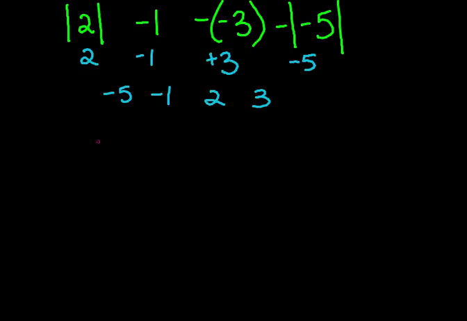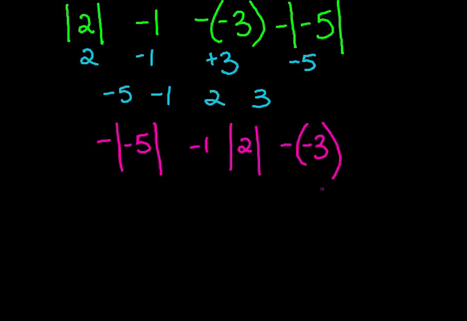-5 corresponded with the opposite of the absolute value of -5. -1 was just -1. +2 was the absolute value of 2. And +3 was the opposite of -3. You need to make sure that when you're ordering integers that you can put the original integers in order, not just their values.